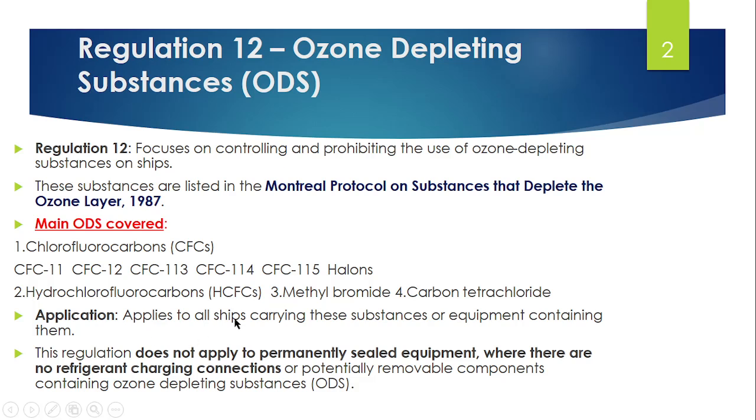If anybody asks you to whom the ozone depleting substance Regulation 12 applies, it applies mainly to the substances which are harmful and cause depletion of ozone. It does not apply to permanently sealed equipment where there is no chance of refrigerant filling or no refrigerant connection. If the equipment is completely sealed and there is no chance of any refilling or venting out, then Regulation 12 will not apply.